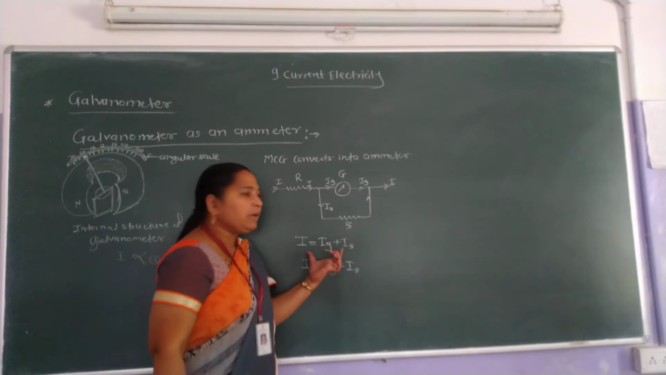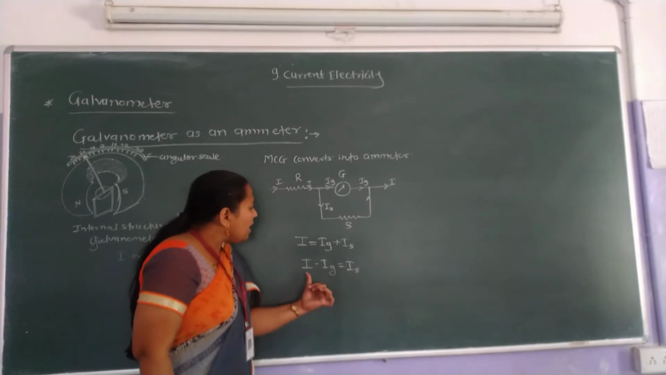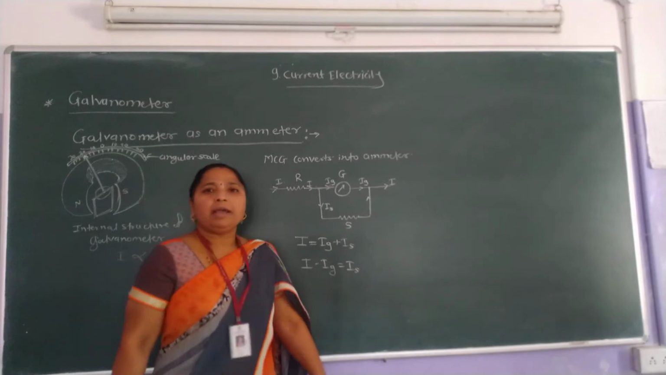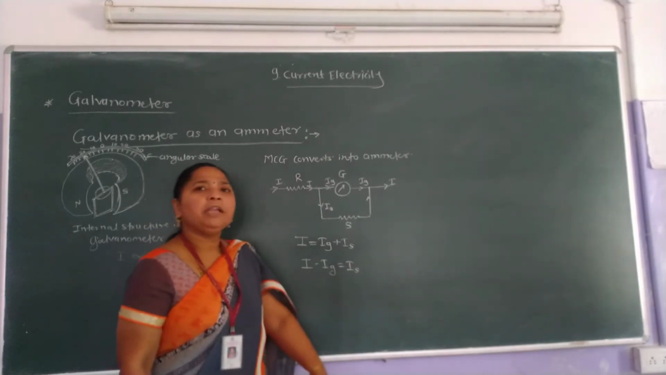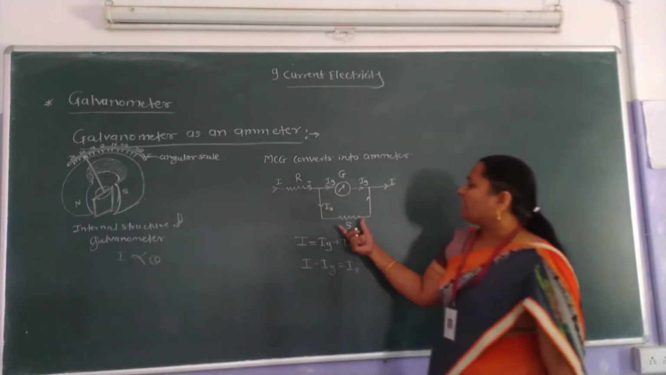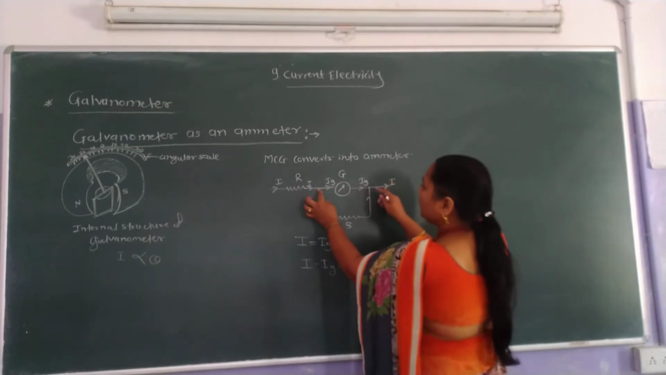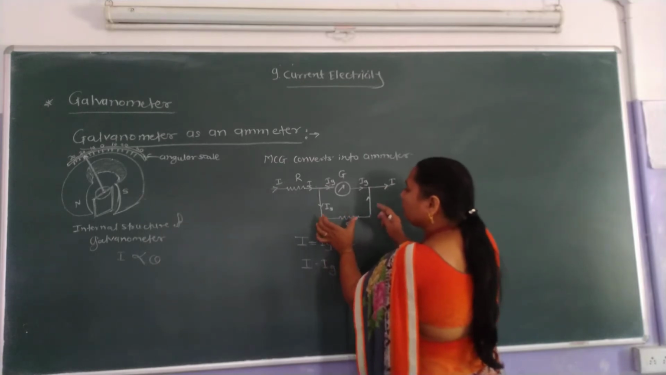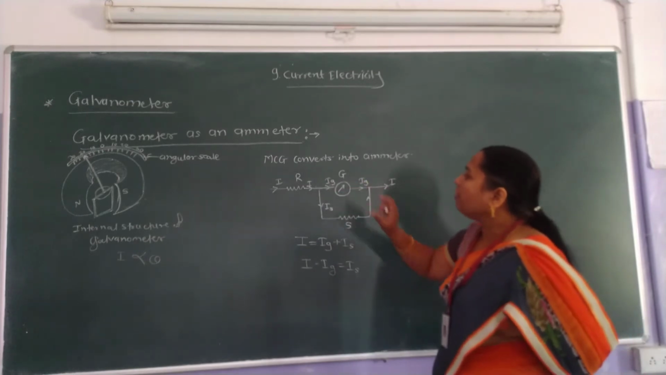Therefore, the current I splits into Ig and Is, and the equation can be written as I is equal to Ig plus Is. Transferring Ig to the other side, I minus Ig is equal to Is. Since the galvanometer and shunt resistance are connected in parallel, the potential difference across the galvanometer and across the shunt resistance is the same.